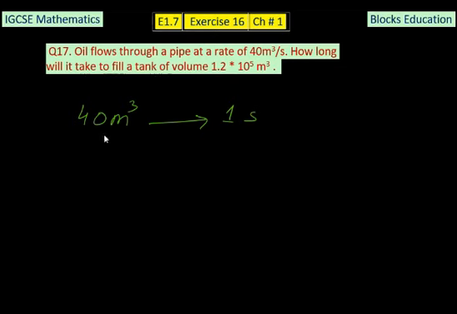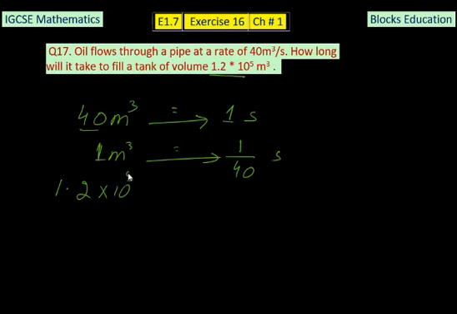So first of all, let's find out how many seconds it will take to fill up 1 meter cube. So 1 meter cube, just consider this arrow as an equal sign. For 1 you have to take this 40 onto the other side, because it is multiplied here, it will be divided, so it will be 1 over 40 second, right? Now it is 1 meter cube, and we have to find 1.2 times 10 to the power 5 meter cube. It means you have to multiply this number on both sides. So it is 1.2 times 10 to the power 5 meter cube.